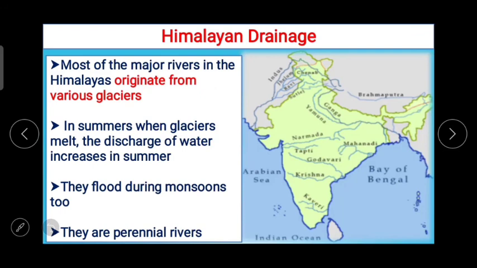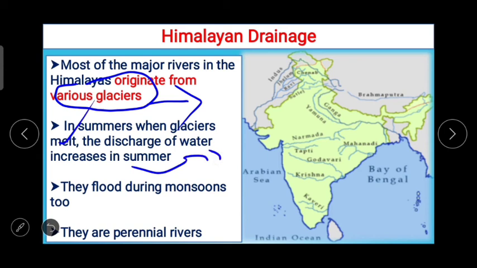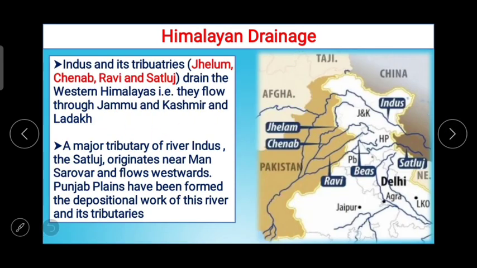So, most of the major rivers in the Himalayas originate from various glaciers and as it originates from glaciers in summer when glaciers melt due to high temperature, the discharge of water increases in summer and because of that they flood during monsoons too. They are perennial rivers which means lasting or existing for 12 months. Here now in the image you can see the Himalayan drainage easily.